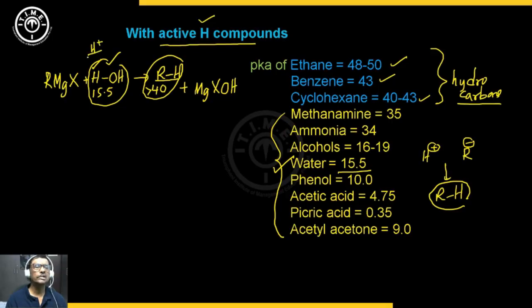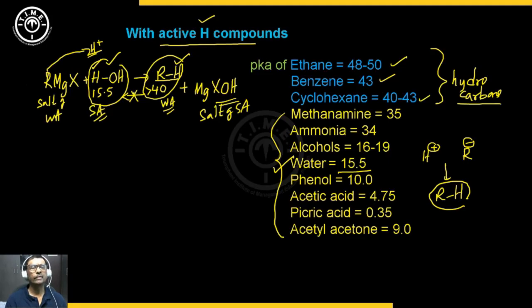When H+ is given out, the R takes up the H+ to form RH. The reverse reaction won't take place because this is a weak acid, that is a strong acid. So a weak acid cannot displace a strong acid from its salt. So let us take that this is a salt of a strong acid, and this is a salt of a weak acid, right? So reverse won't happen.